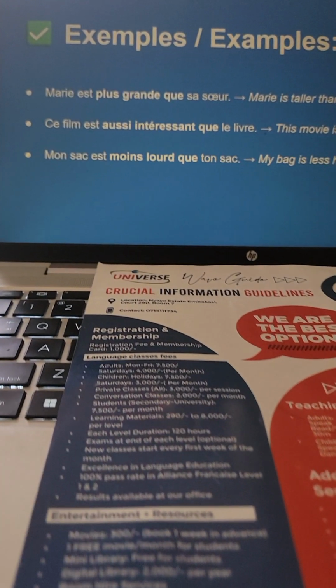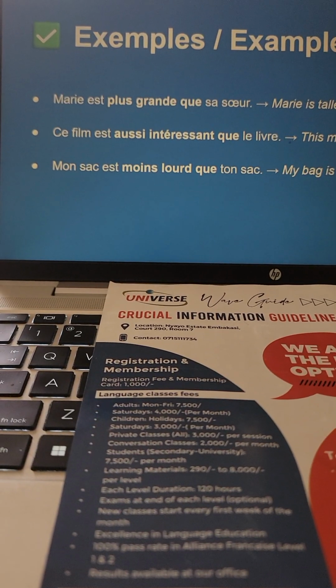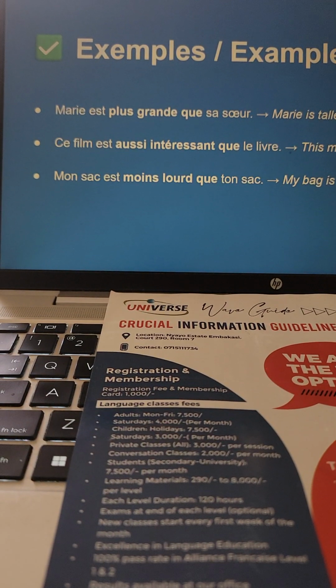So be careful, guys. Check the examples here. Let me zoom so that you can see the French there. Marie est plus grande que sa sœur. Be careful with the gender. Talking about Marie, Marie est plus grande, you need to put an E there. If it's Paul, that would be Paul est plus grand. We will not put the E at the end of grand. So Marie est plus grande que sa sœur, Marie is taller than her sister.